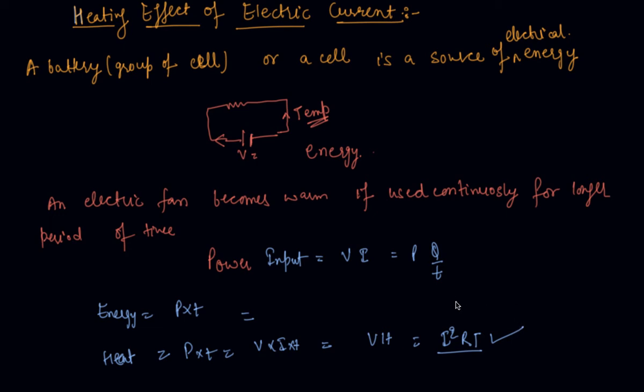All appliances have some resistance. So the heat dissipated by these appliances or resistances is given by H equals I squared RT. Students, we will discuss one question based on this.